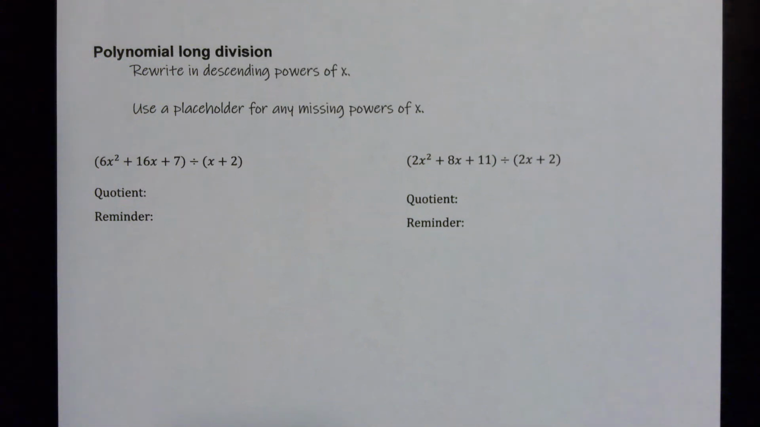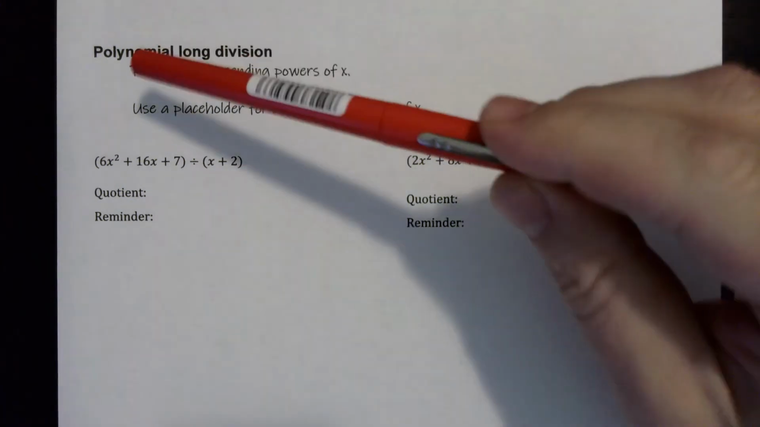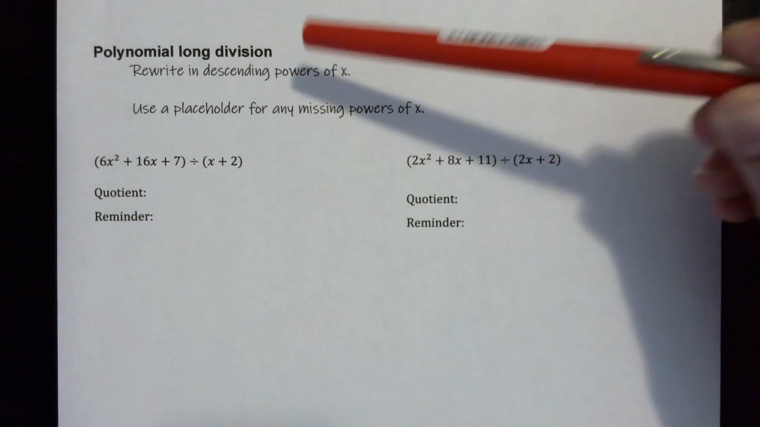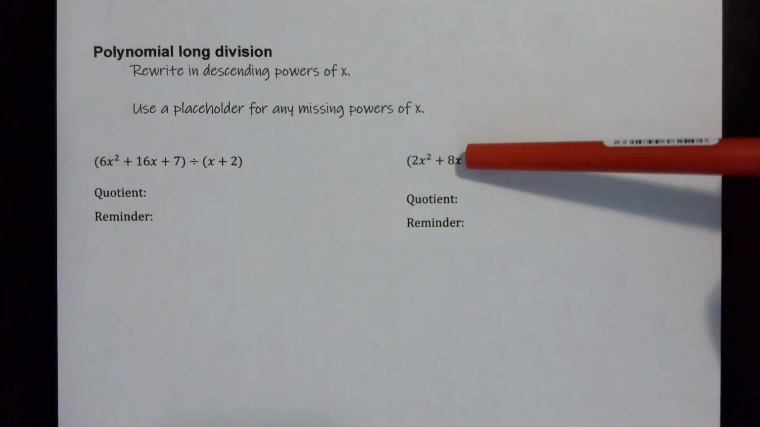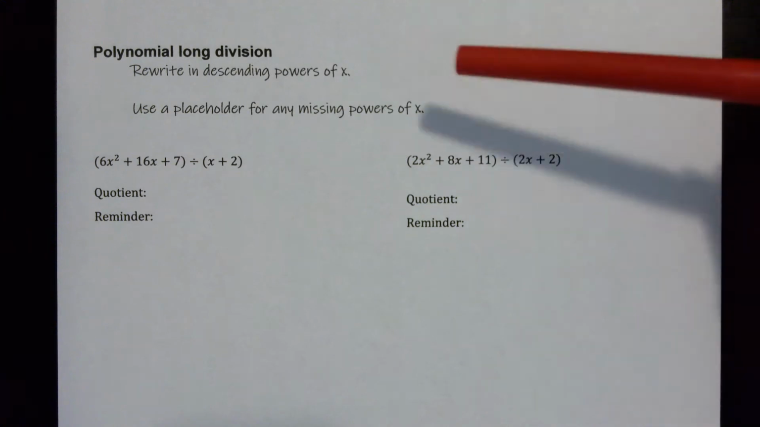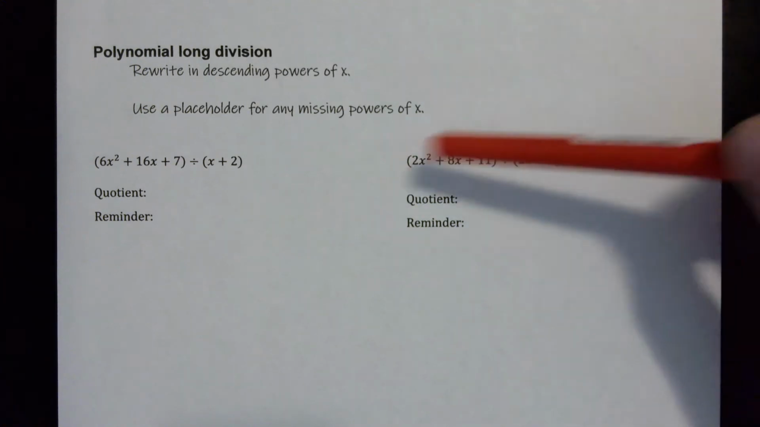In this video, we're going to be looking at long division of polynomials. And there's a couple things that we need to keep in mind. First, you always need to be written in descending powers of x. So if you've got, like in this case, if the 8x was written before the 2x squared, you would need to correct that and put the 2x squared first.